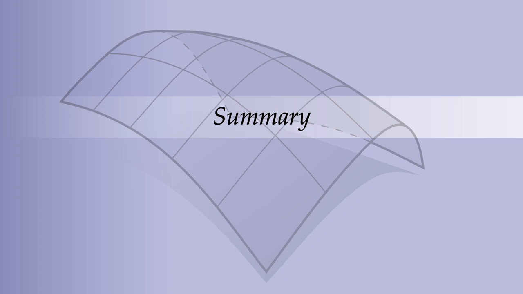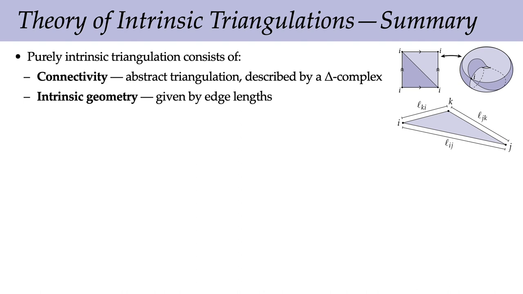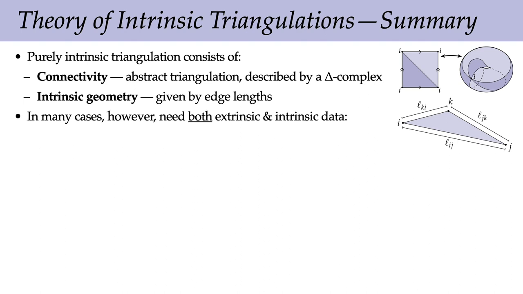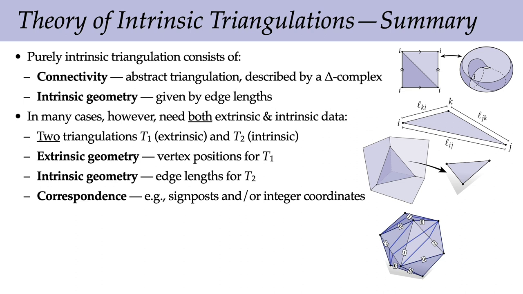Okay, to summarize all the things we've talked about in this theory and background section, a purely intrinsic triangulation consists of two pieces of data: connectivity, described by a delta complex, and geometry described by edge lengths. In many cases, however, we need both extrinsic and intrinsic data. So what that means is we're going to store two triangulations, let's say T1 that's extrinsic and T2 that's intrinsic. The extrinsic geometry is going to be given, as usual, by vertex positions, the intrinsic geometry by edge lengths, and we're also going to need to store some kind of correspondence between these triangulations, using, let's say, signposts or integer coordinates.